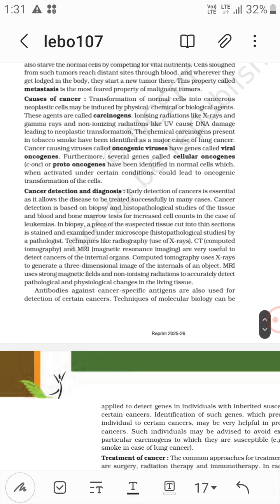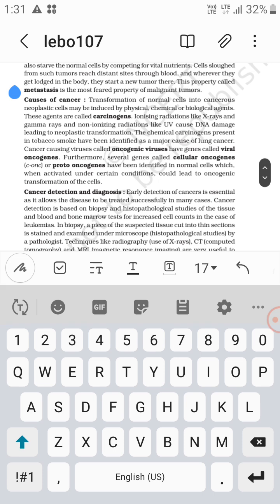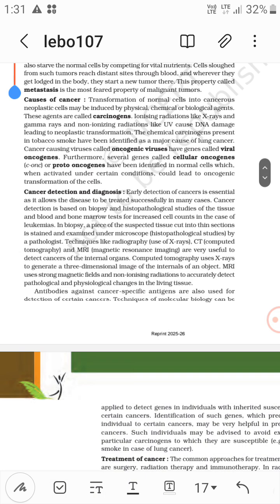Now, cancer detection and diagnosis. Early detection of cancer is essential as it allows the disease to be treated successfully in many cases. Cancer detection is based on biopsy and histopathology studies of the tissue, and blood and bone marrow tests for increased cell counts in the case of leukemia.